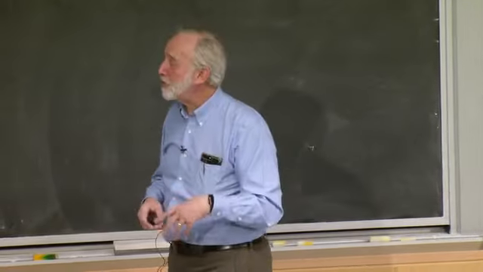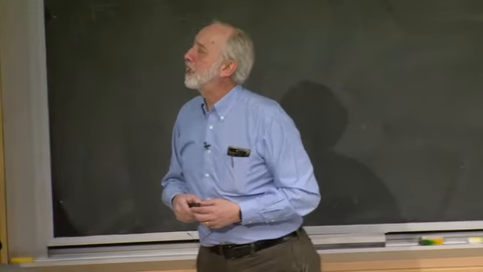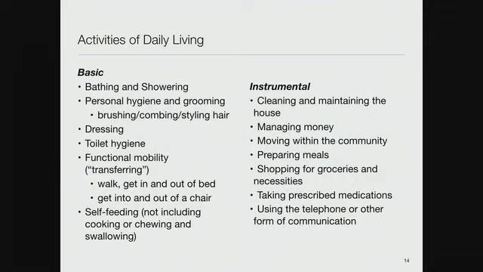Okay, so how do you measure the quality of life? Well, there's this notion of the activities of daily living. So can you bathe and shower? Can you brush your teeth and groom your hair? Can you get dressed? Can you go to the toilet, clean yourself up? Are you able to walk, get in and out of bed, get in and out of a chair? Can you feed yourself? And then there are a bunch of instrumental factors, things like, are you able to clean your house? And can you manage your money, and so on.